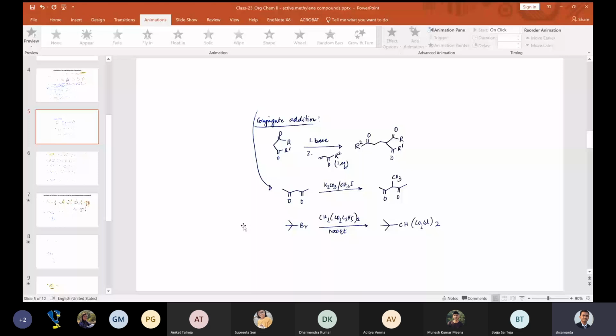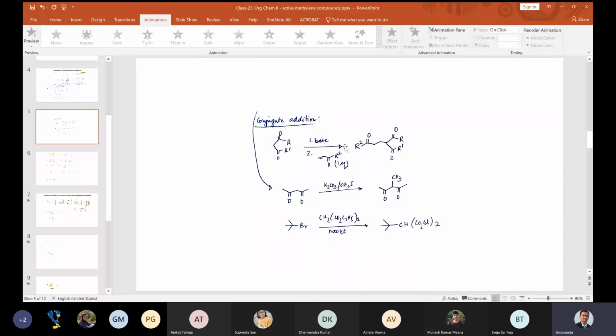Next we can come to conjugate addition, like Michael type. Most of the time it is Michael type, because in this case the nucleophile is mainly soft in nature. It has two electron withdrawing groups, so the negative charge can be in conjugation with both the electron withdrawing carbonyl groups, and so the negative charge is basically soft in nature. So then you add base, make a negative charge here.